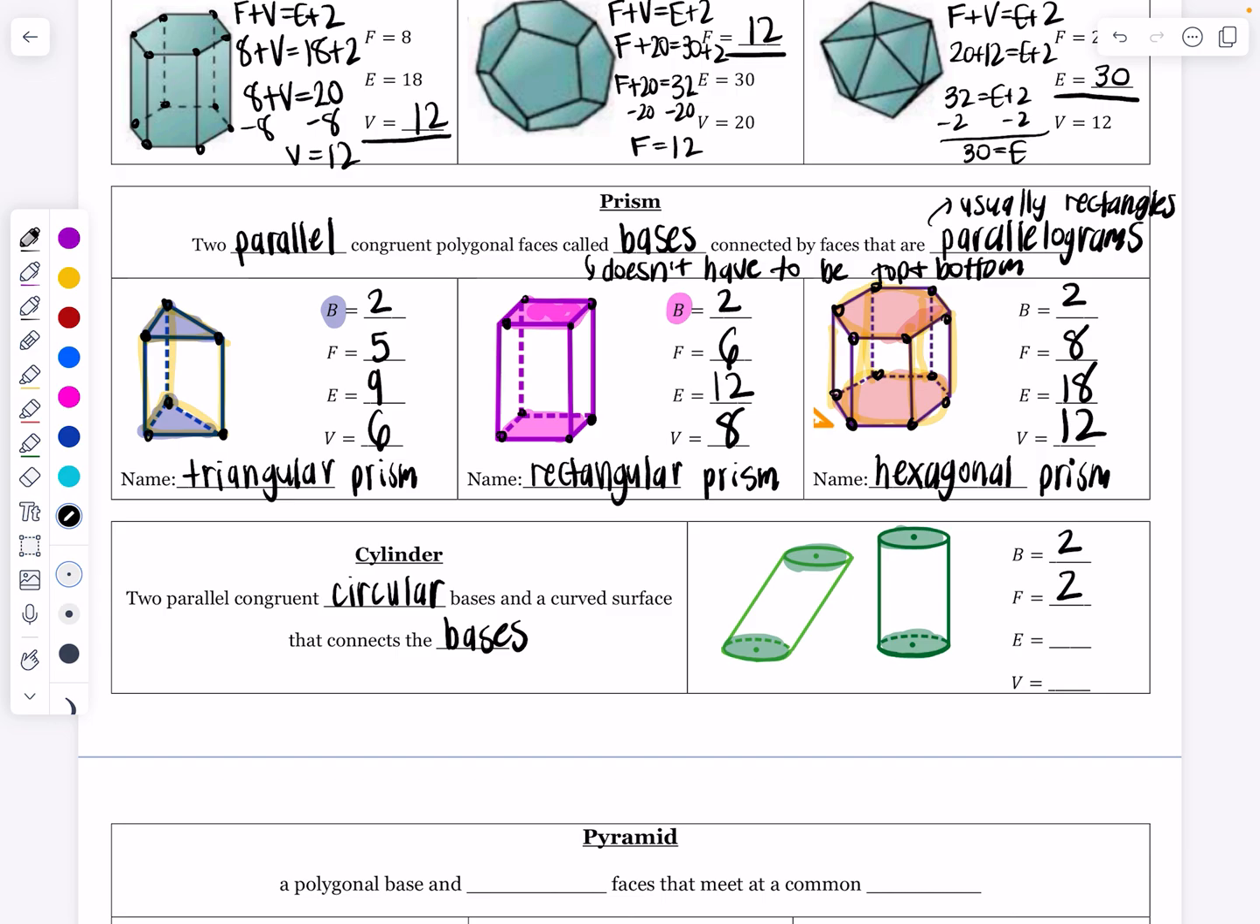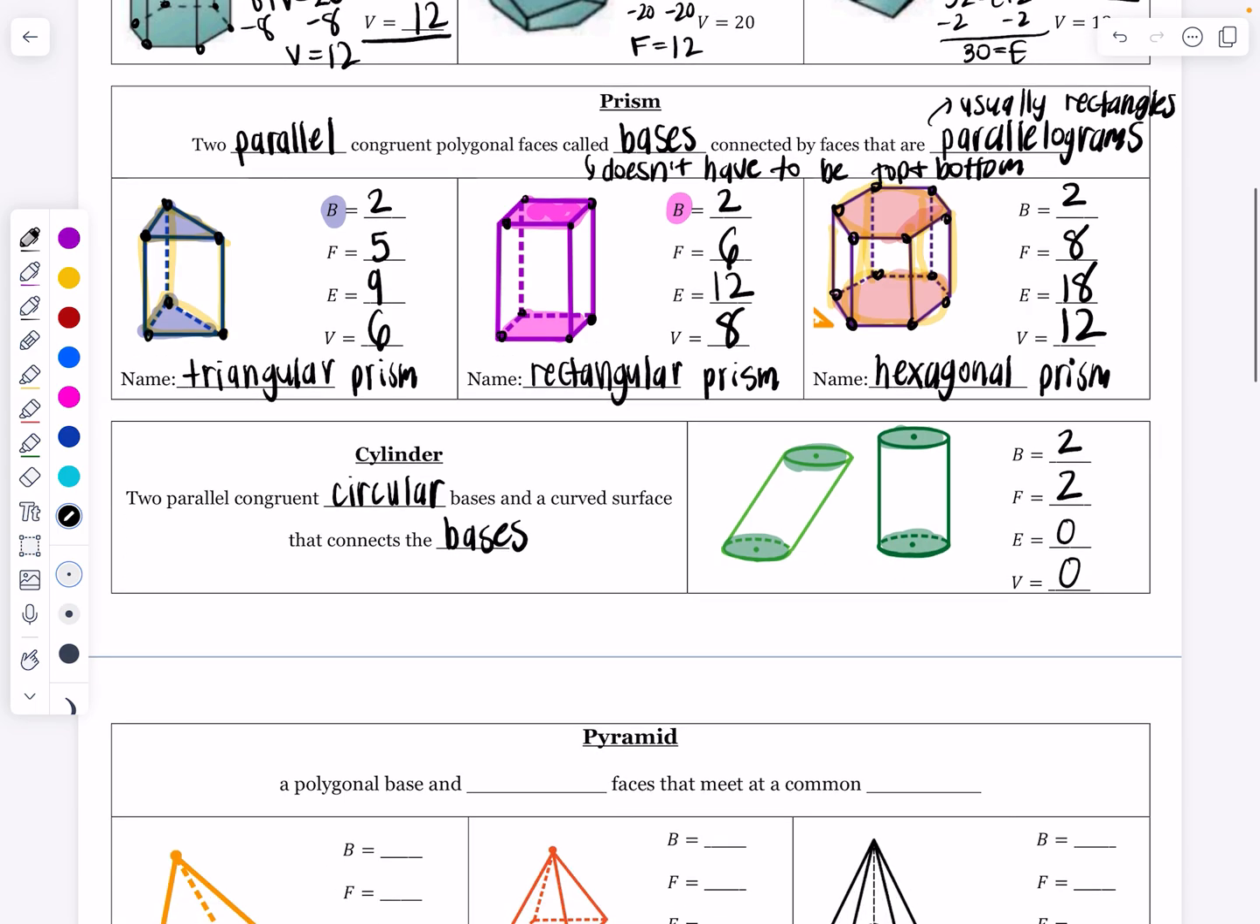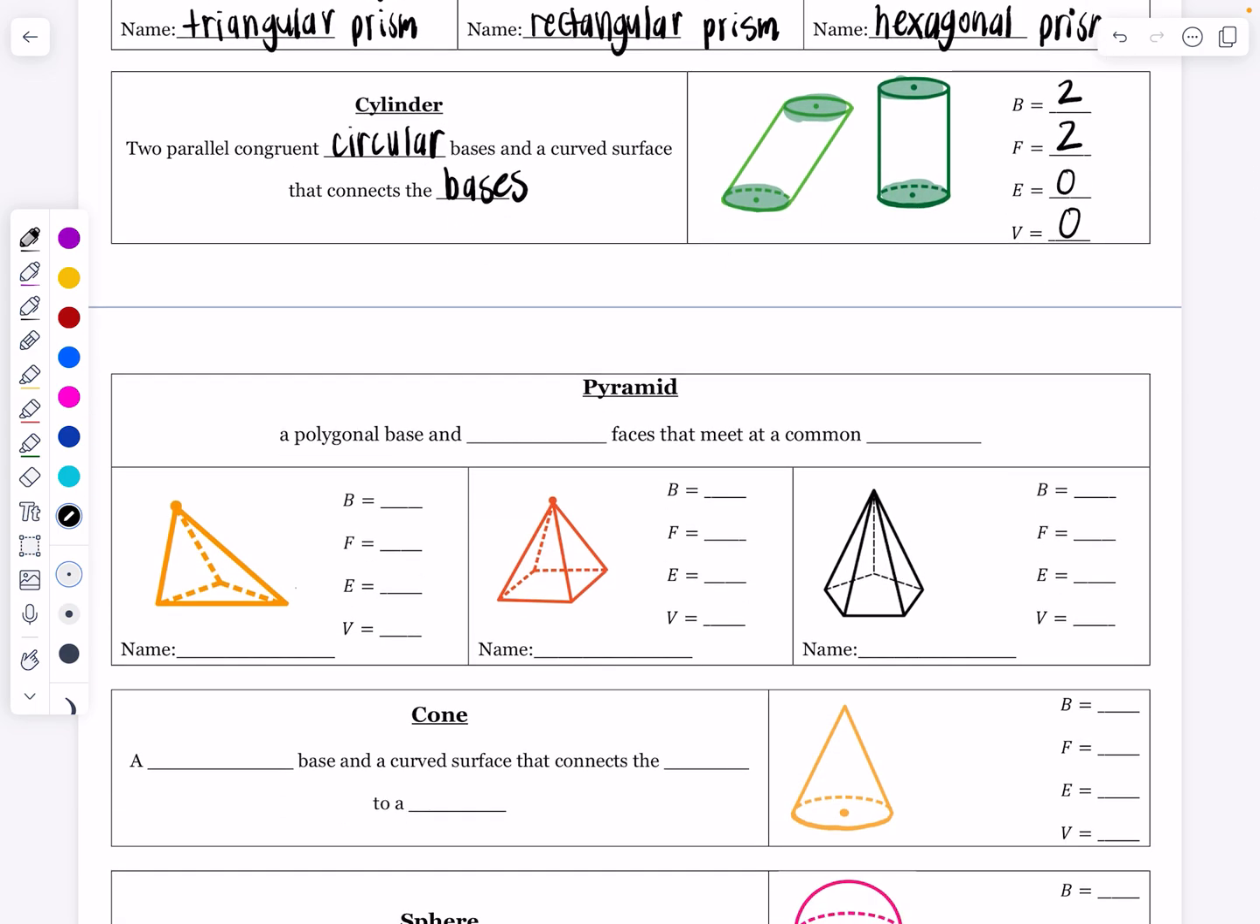So I'm not going to have any edges because there's no edges in a can, and I'm not going to have any vertices either. I can't put a vertex on this where it comes to a point where 3 or more faces intersect. There's no faces that intersect where it comes to a point, and so there's no vertices, there's no edges, but there are only 2 faces. They're the 2 circles, and then the walls are going to be those curved surfaces. So we're not going to count those as faces.